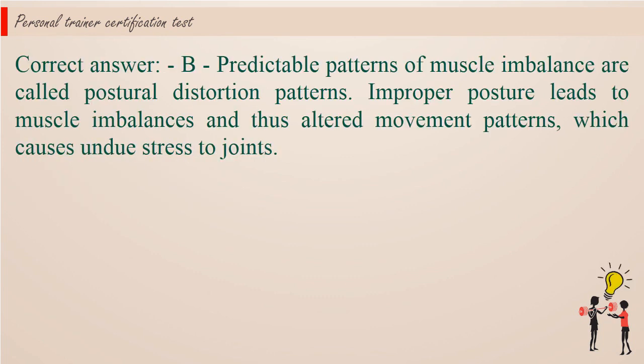Correct answer, B. Predictable patterns of muscle imbalance are called postural distortion patterns. Improper posture leads to muscle imbalances and thus altered movement patterns, which causes undue stress to joints.